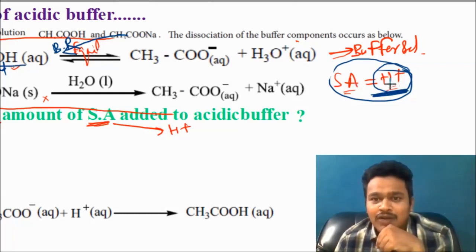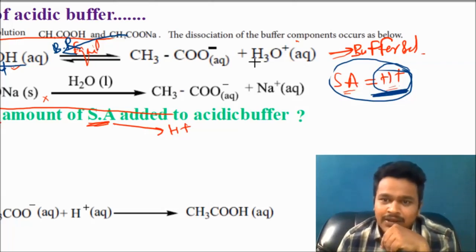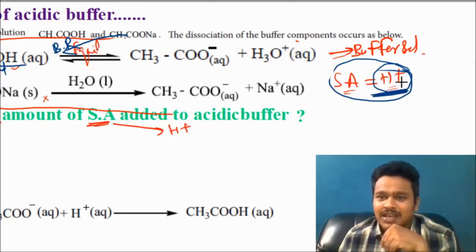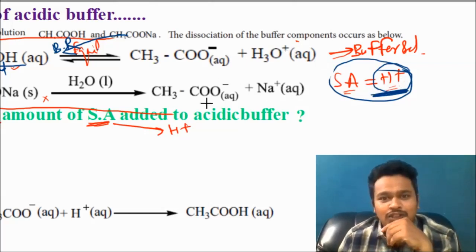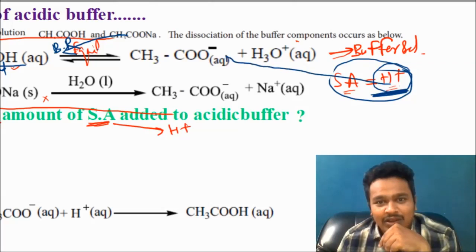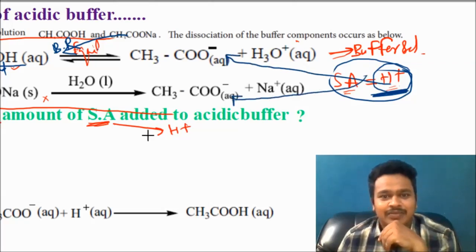Acidic components are always looking for a basic component. This is also H plus, an acidic component; it will not go here. This is Na plus, and H plus will not go here. So these two are the same. Whatever H plus you are adding, it can combine with this, otherwise it can combine with this. Correct or not?